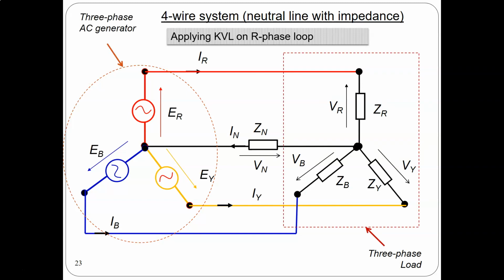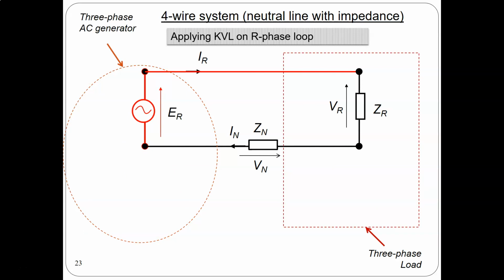We could also have a four-wire system where we have an impedance in the neutral line. That is also a way to do it, especially in low voltages. However, when we have symmetric systems, we have no current going in the neutral line, as you can see here.